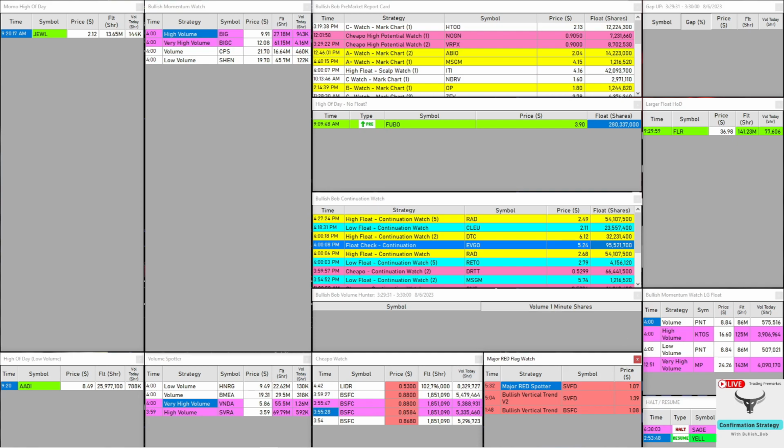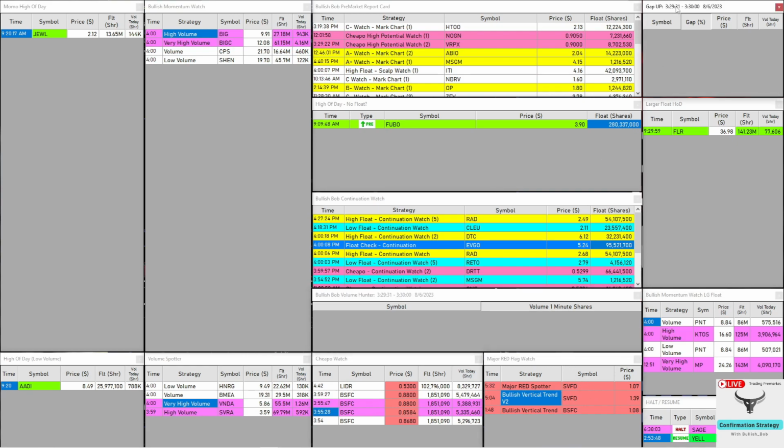Next to that, we have the bullish vertical trend. So it's also going to identify if this stock is in a bullish vertical trend. And if so, we may again want to adjust our approach into this entry, as we know these conditions beforehand. So that's a major red flag watch.